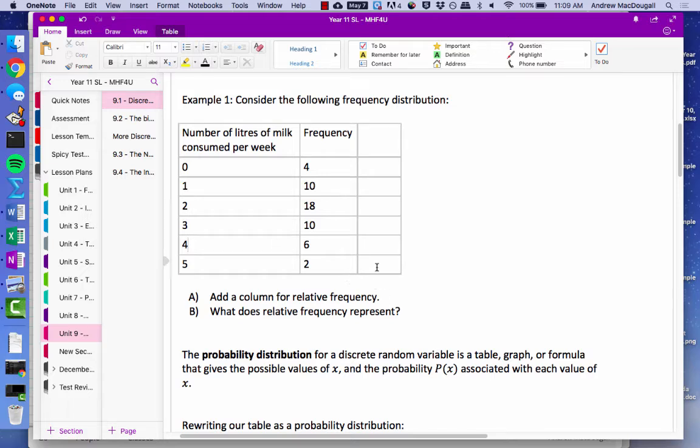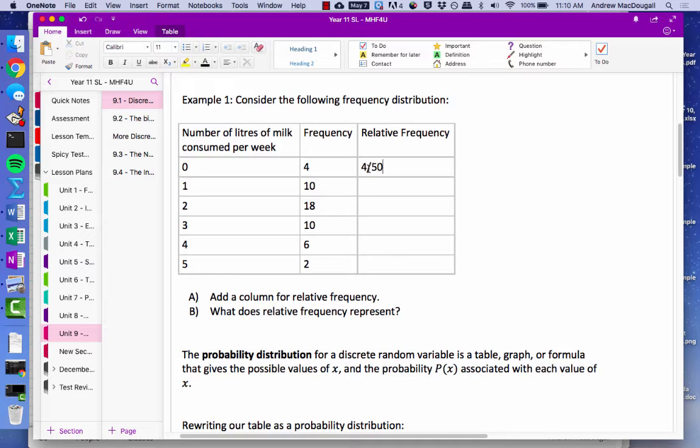And question A says, add a column for relative frequency. So you can fill this out. I don't have my tablet today, so I'm going to be typing everything here. Okay, so relative frequency here, we have 4 families. Out of how many families total do we have? 14 plus 18 is 32, 42 plus 8, 50.